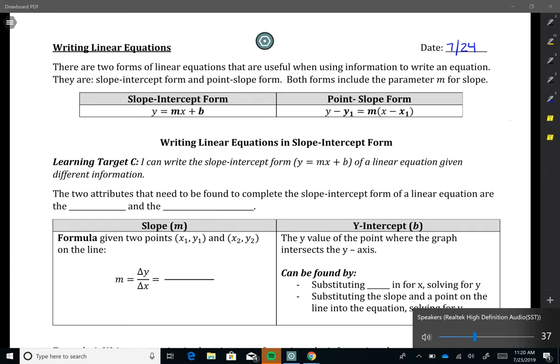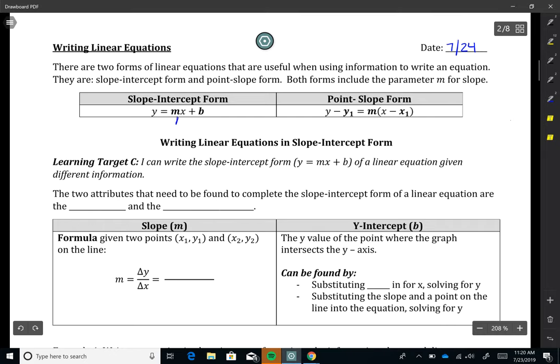Now there are two forms of linear equations that are useful when using information to write an equation. They are slope-intercept form and point-slope form. And both forms include the parameter m for slope. So you can see both of those right here in this table. And we see that we have m here in our slope-intercept form and here in our point-slope form.